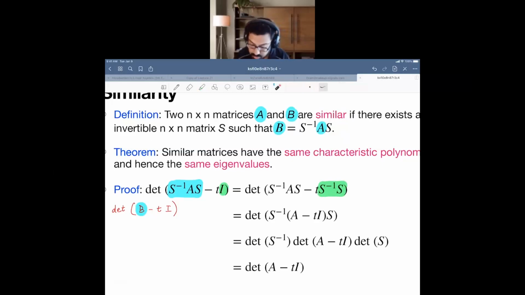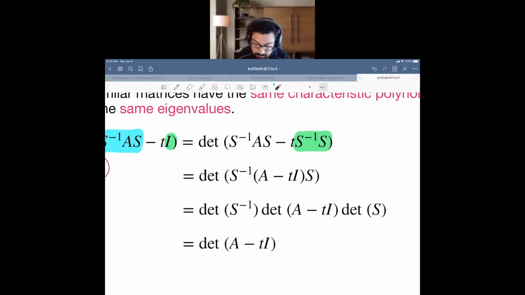Next, because of matrix multiplication, I can distribute it. I'm taking S inverse from here and here, and I'm taking S, putting it at the end. And what I'm left with is A minus Ti. So imagine that there is an I in there, S inverse IS. So that Ti is going over there. So whatever is left over.